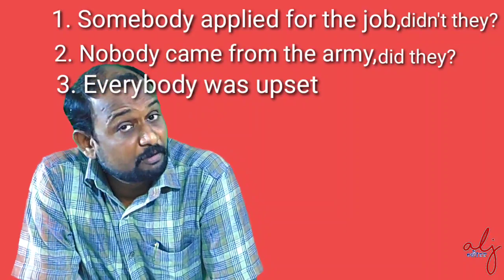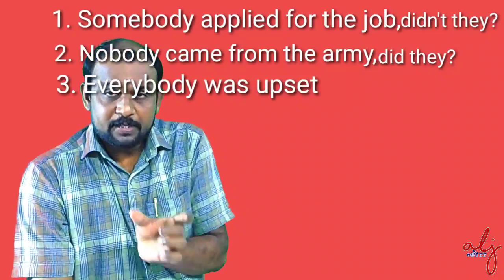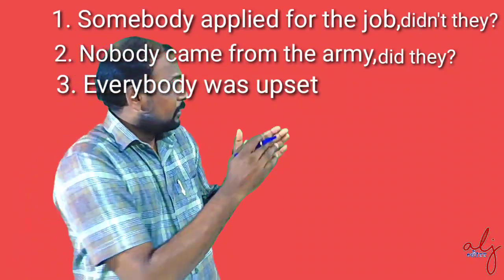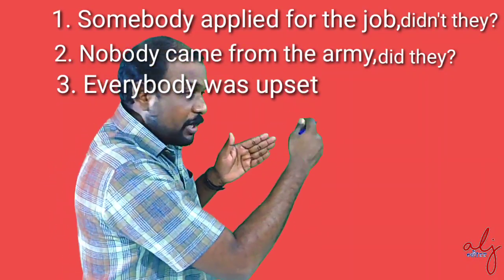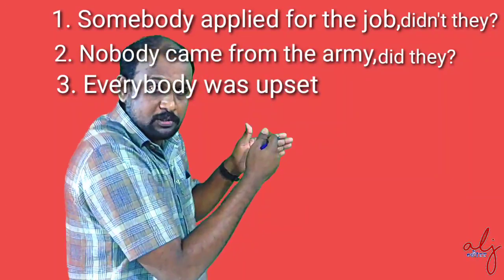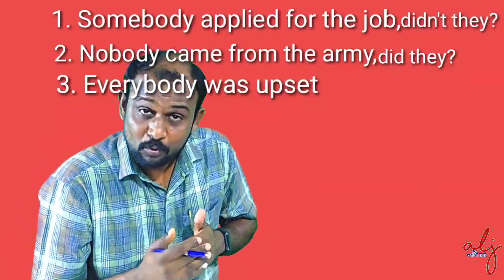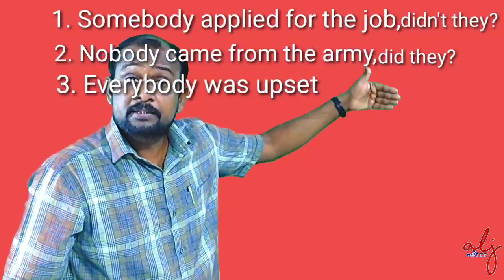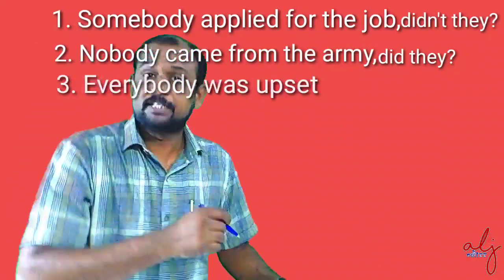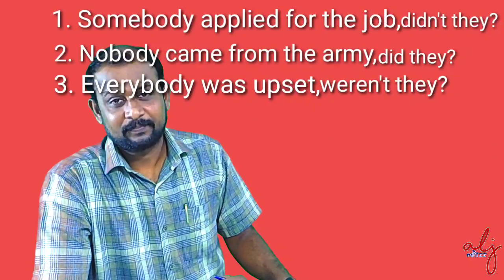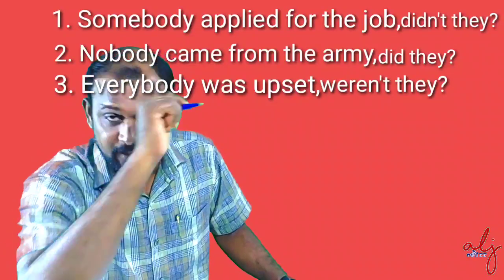Okay, then everybody was upset. What is the helping verb here? Was. And everybody was upset is a positive statement. And the question tag would be wasn't they. But it's not right. When we are using they, you cannot use the helping verb was. So convert that also into plural. Was should become were because the personal pronoun used in the tag is they. So in place of wasn't they, you better write weren't they. I repeat, everybody was upset, not wasn't they, weren't they.